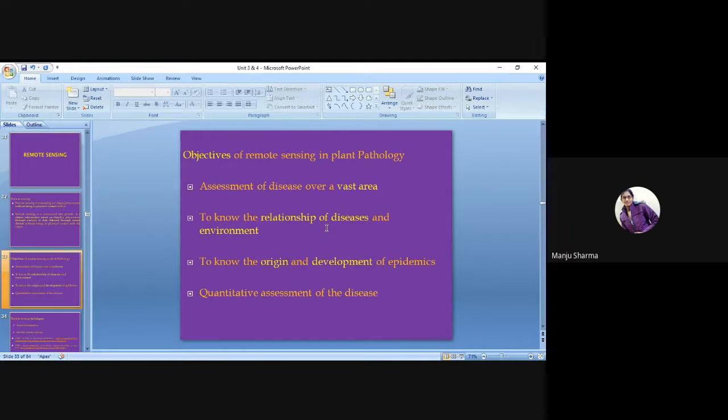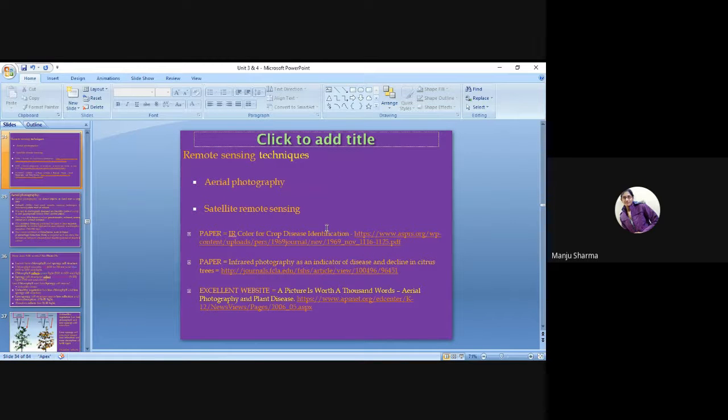The objectives of remote sensing in plant pathology are the assessment of disease over a vast area, to know the relationship of diseases and environment, to know the origin and development of epidemics, and the quantitative assessment of the disease. The remote sensing techniques are first aerial photography and another type is satellite photography, or satellite remote sensing.